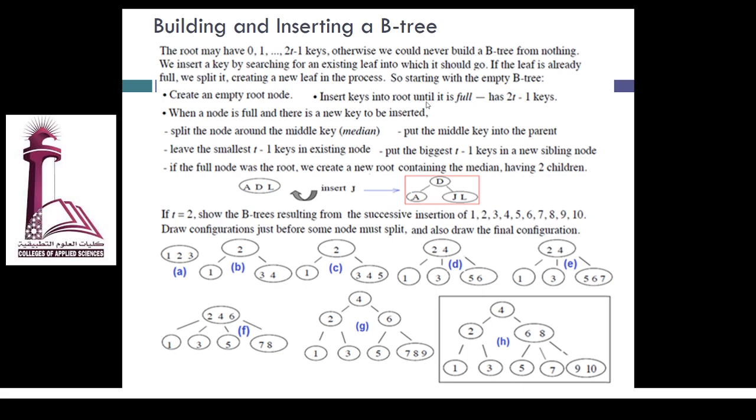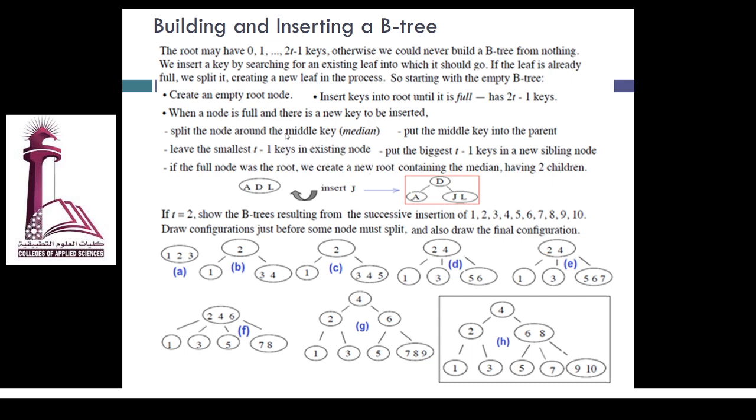When you are inserting the keys, how many keys can you insert? The maximum is 2t minus 1 keys. So you have to insert keys until the root becomes full. Full means until it contains 2t minus 1 keys. So when it has 2t minus 1 keys, then what do we have to do? In this case, when the root or any node becomes full, then we have to follow some procedure. What is the procedure? First, we have to split the node. So how to split the node?